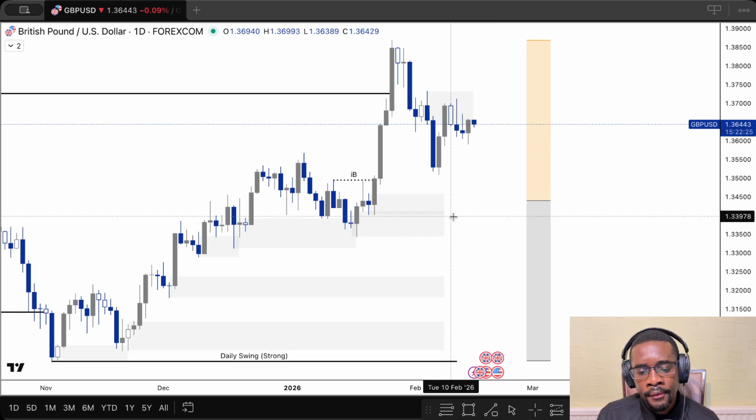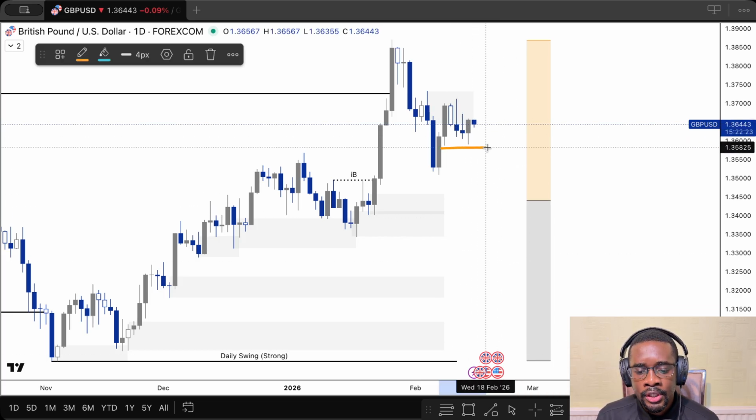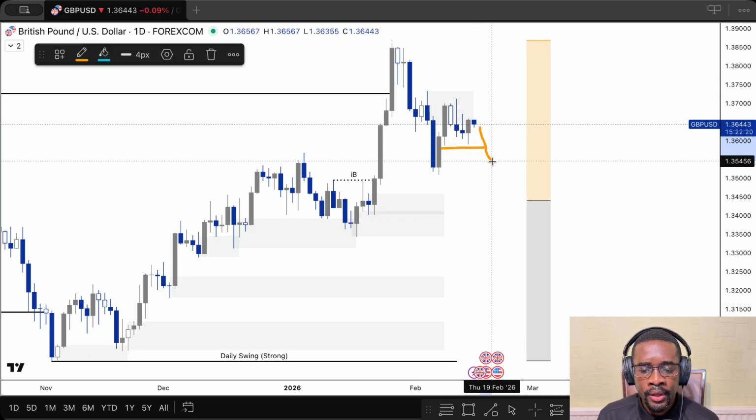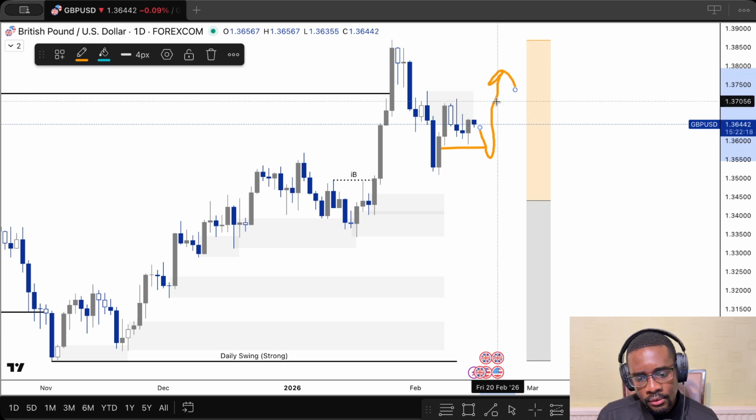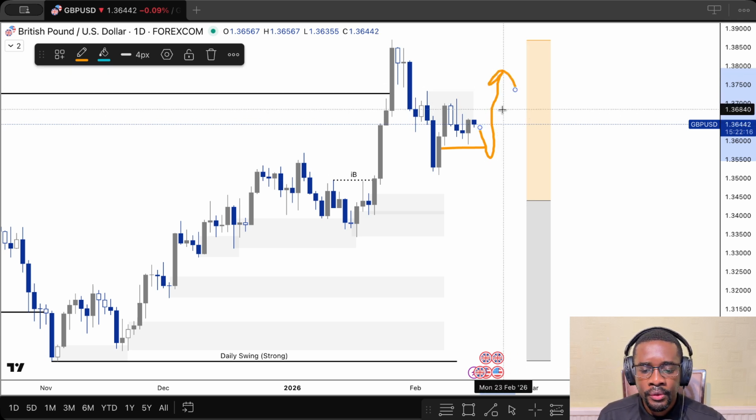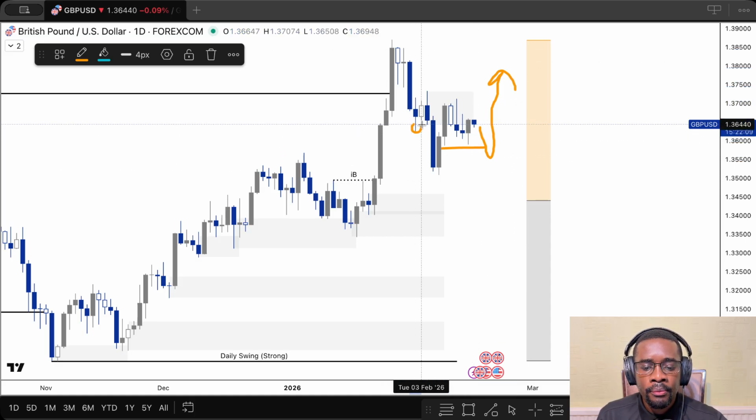That's a possibility. Else we may just sweep these relatively equal lows, sweep that, and then shift bullish. Okay, have another shift bullish, and then we continue. So look at it this way: from this pullback phase, the market hasn't shifted bullish.